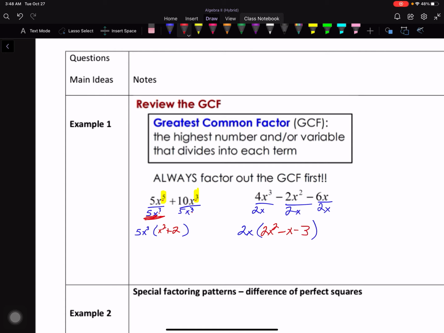There you go. Now, technically, when you have a trinomial left over, you should try to factor that even further. And in this example, we could, but for right now, we're not going to. We'll get into that maybe a little bit later.